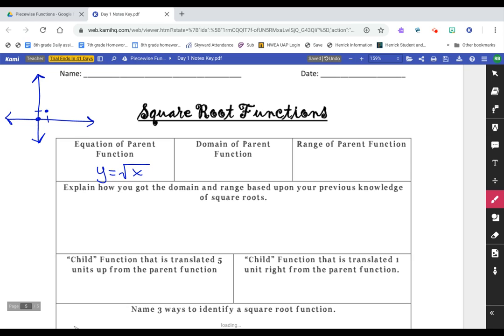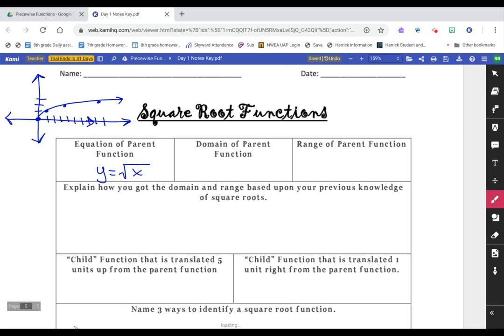Now, if x is 2, that gives you a bit of a messy number for y. So let's go and use perfect squares for the x's. So if x was 4, then you would have 2. And let's extend this. If x was 9, the square root of 9 is 3. So this is what your square root parent function looks like.